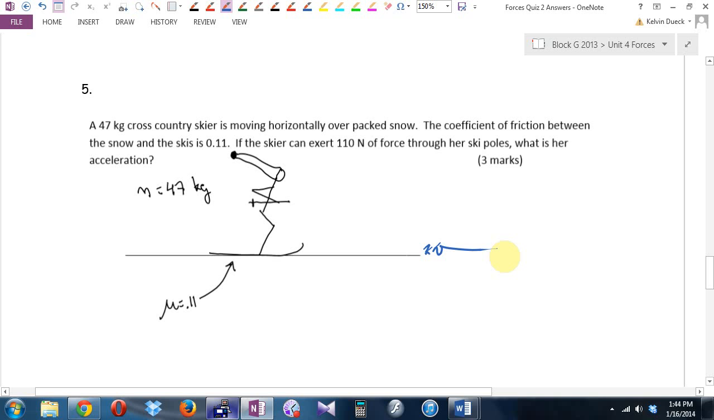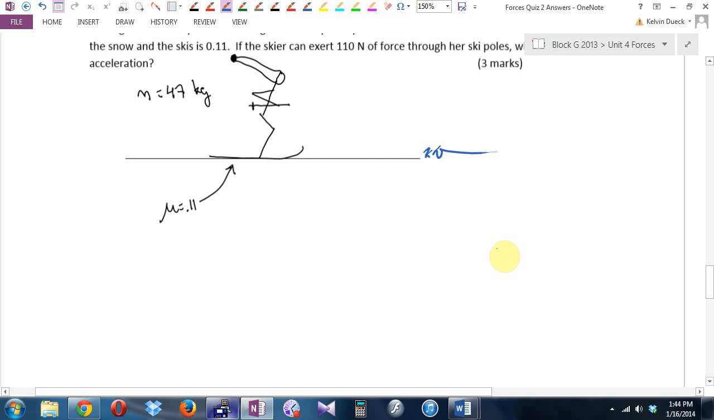A cross-country skier is moving horizontally over packed snow. Coefficient of friction between the snow and the skis is 0.11. The skier can exert 110 newtons of force through her ski poles. What's her acceleration? Okay. What are the forces acting on this skier? Get the obvious ones.